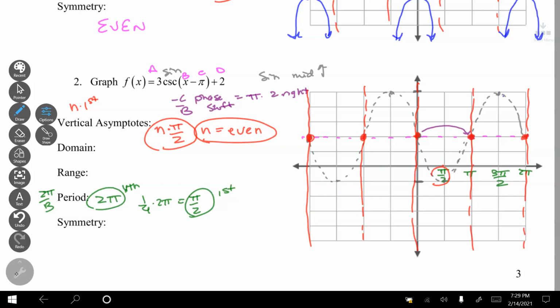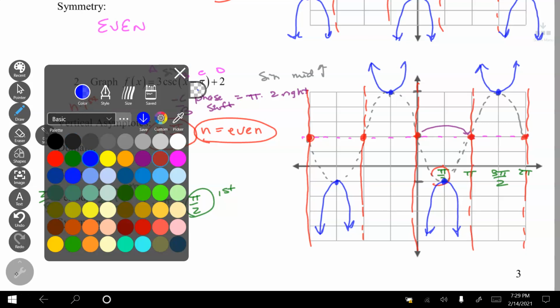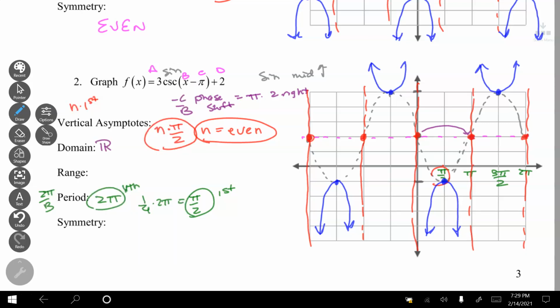So this blue arch here gets flipped. This point stays the same. And I know it's off the graph, that's okay. It's up here. These are below it. Here's that minimum value. And there's that upside down U. Here's that upside down U. And my domain will always be all real numbers except for the VAs.